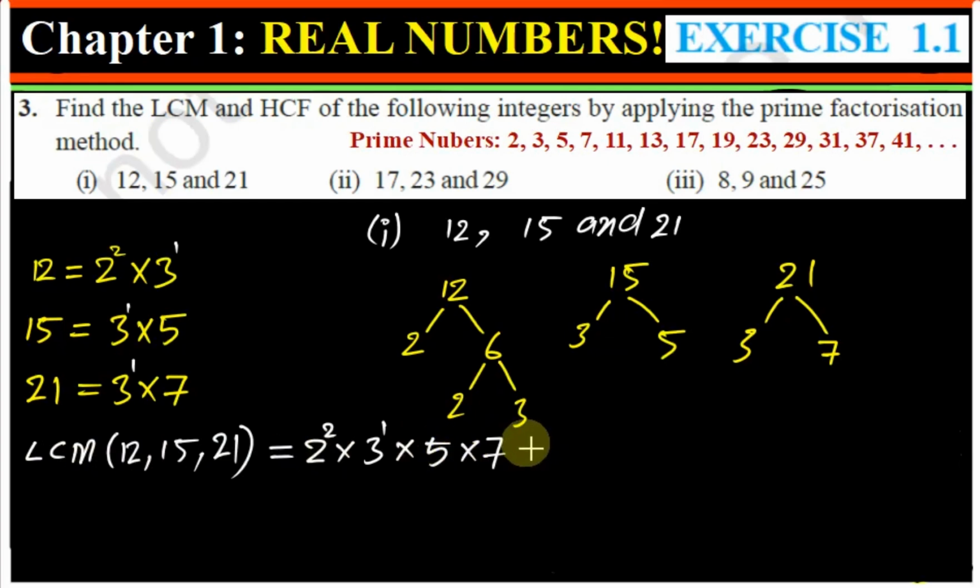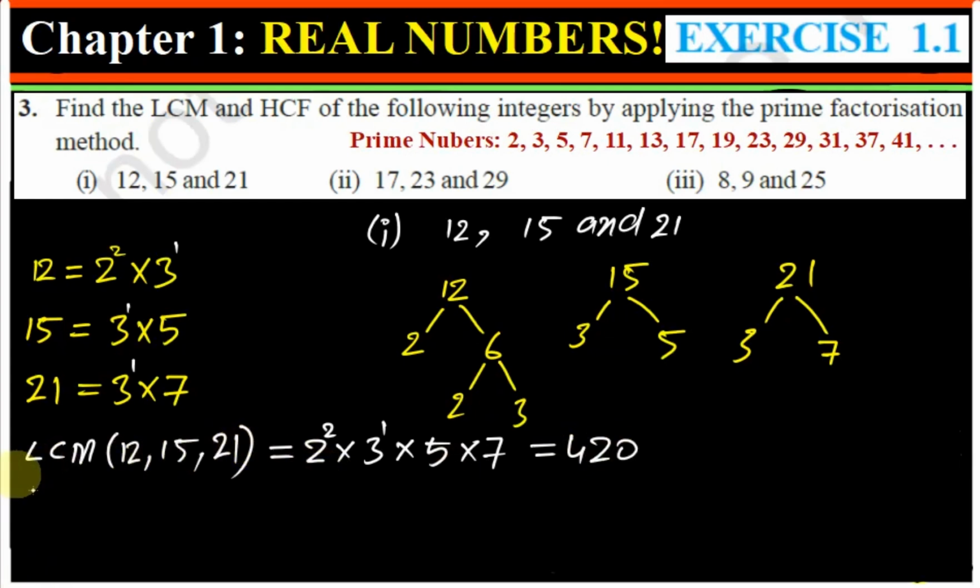Now let's solve it by multiplying. This is 4 into 3 into 5 into 7. So we'll get 420. This is the LCM of 12, 15 and 21. This means 420 can be divided by 12, 15 and 21.